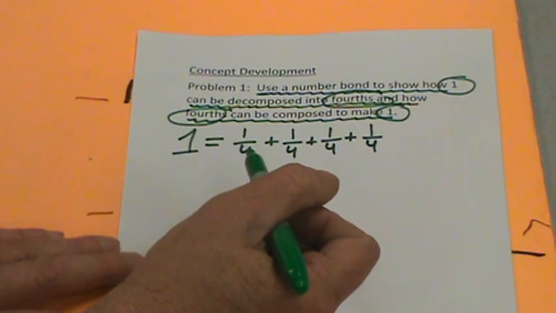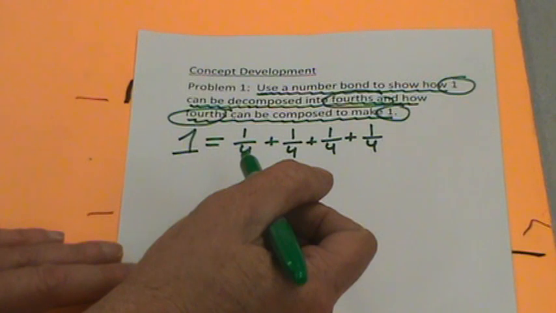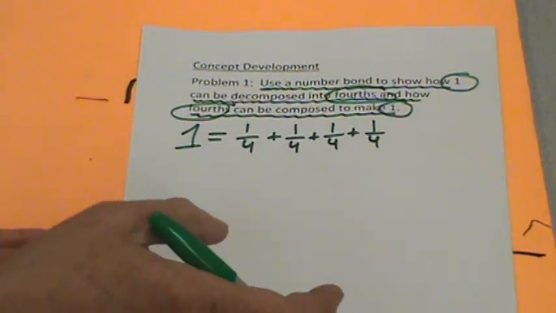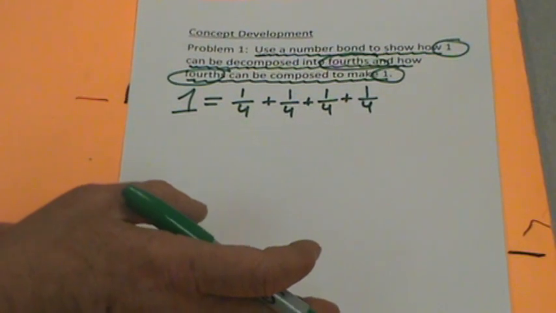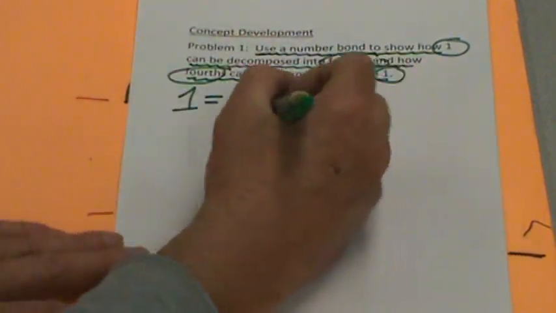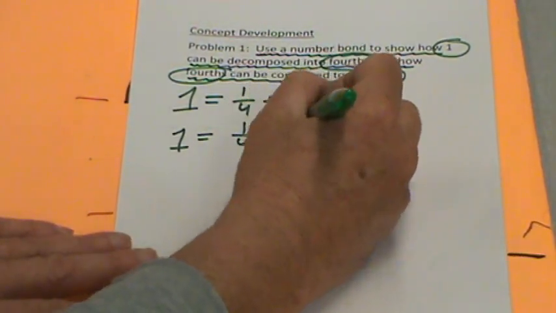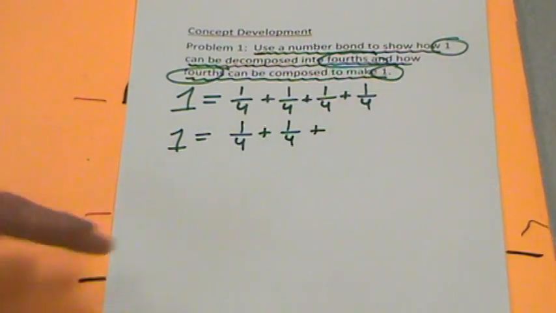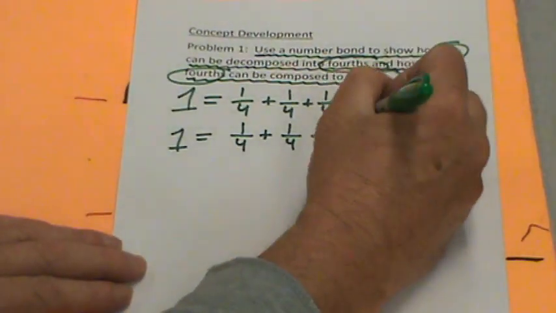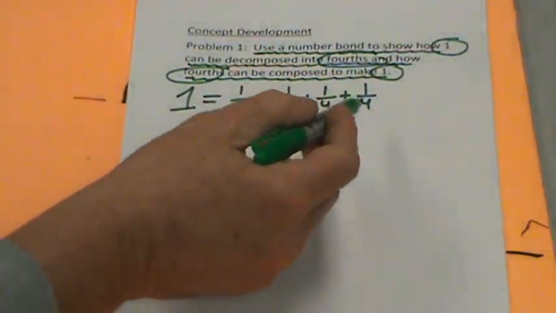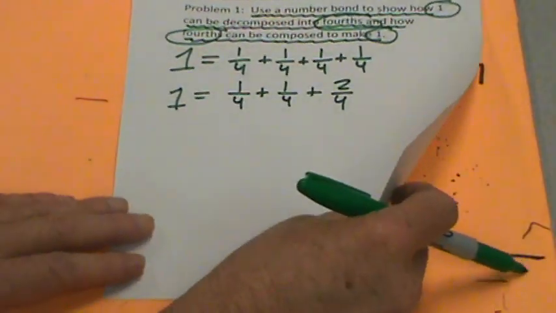All right? Let's create a different number sentence to decompose the 1. I'll say that 1 equals 1/4 plus 1/4 plus, and I only want to do one more fraction. What fraction should that be? 1 plus 1 is 2. Well, then we would just put 2 fourths. Would that equal 1? Sure. 1, 2, 3, 4. 4 fourths. And we're going to make a number bond showing this.